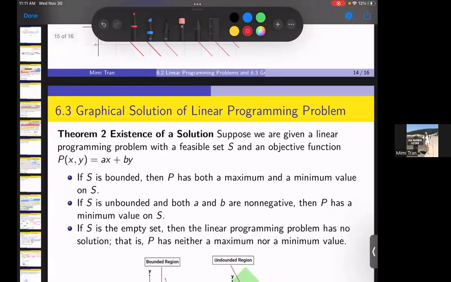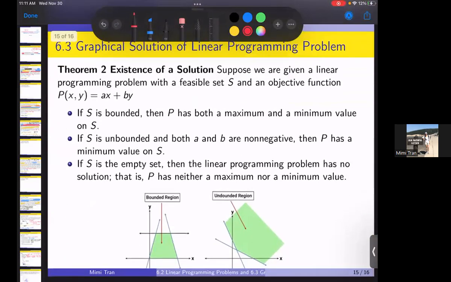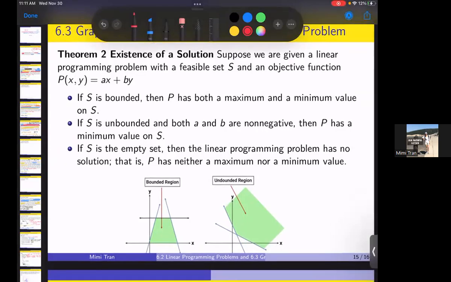Now theorem 2. Once you have that, if your problem have a solution and it has a region S, and if S is bounded, what does that mean? Bounded means it's called a polygon. Everything is enclosed. Then it's gonna give you either the minimum or the maximum or both.